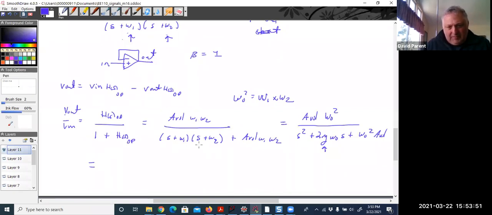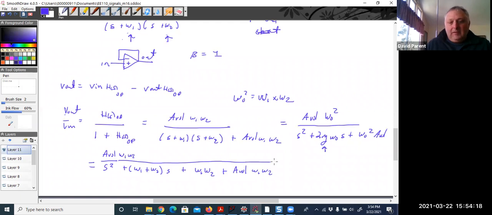let's just multiply everything out, right? I have the open loop gain, omega 1, omega 2, over S squared plus (omega 1 plus omega 2) S plus omega 1 omega 2 plus open loop gain times omega 1 omega 2. Right?